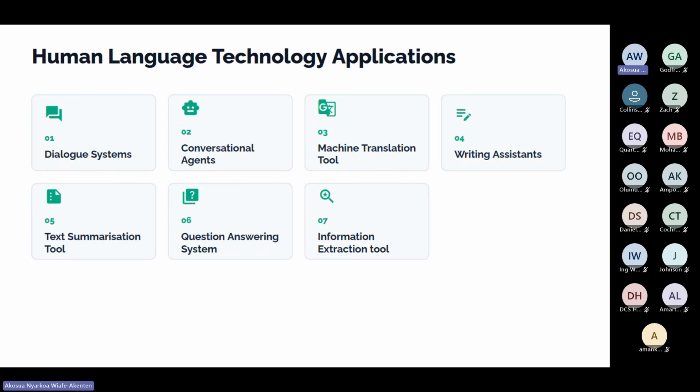Okay, so dialogue systems are designed to support interaction between people, a person who will typically be a user, and the computer system, right? Then conversational agents also interact with the users. They answer questions, they provide information, guide users through a process, or even assist them in completing a particular task, right?